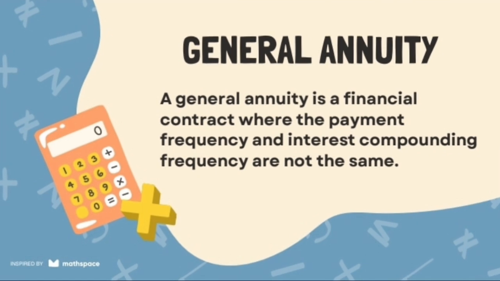So for you to know, general annuity is a financial contract where the payment frequency and the interest compounding are not the same. So as I said, in a general annuity, the payment interval and the interest rate or the interest compounding are not the same.